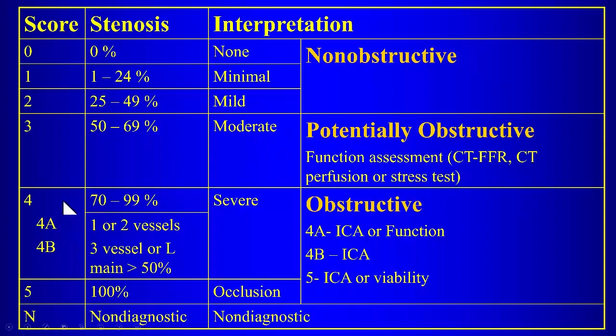If you have a severe stenosis, grade 4, 4A or 4B, whether it's through triple vessel disease, that makes it 4B. If the left main coronary artery is involved, greater than 50%, that's also a 4B lesion. So here we're talking about obstructive disease. For 4A, it could be invasive coronary angiography or functional assessment. For 4B, invasive coronary angiography is recommended.